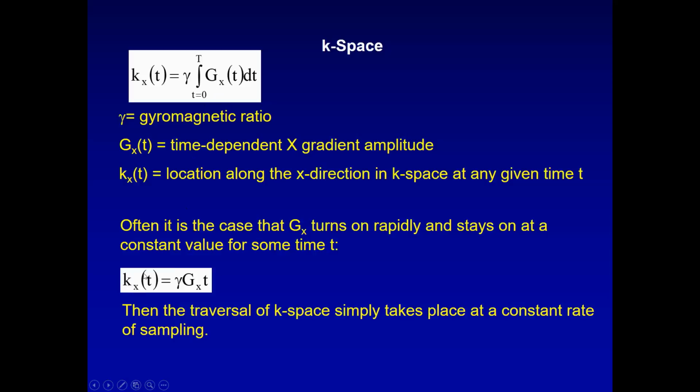So the location kx at some time t is equal to gamma times Gx times time. Gamma is the gyromagnetic ratio of usually protons, that's what we're imaging. Gx is the gradient strength in Gauss or Tesla. And time is how long the gradient has been turned on. Note that Gx and gamma, they don't change with time. They're just constants. We observe our data in the time domain, so if you want to convert our time axis for a data set to a k-space axis, you just multiply it by gamma times Gx.